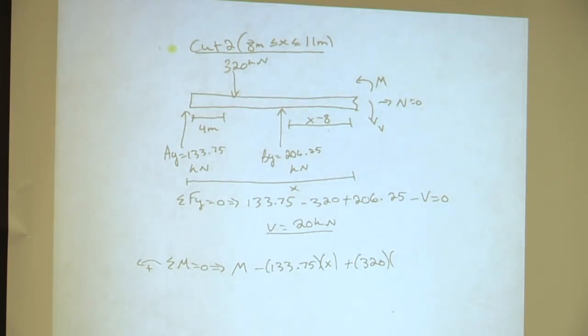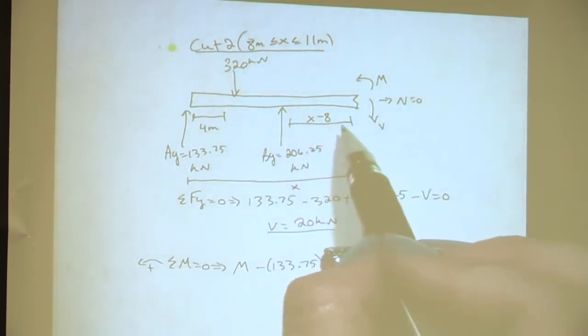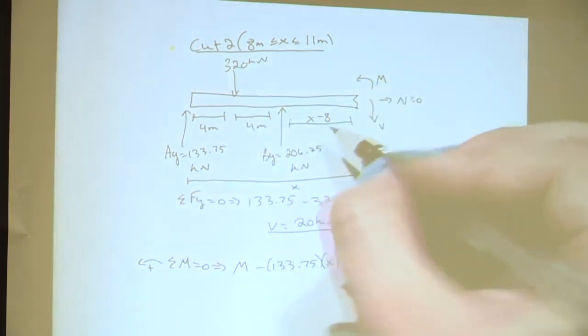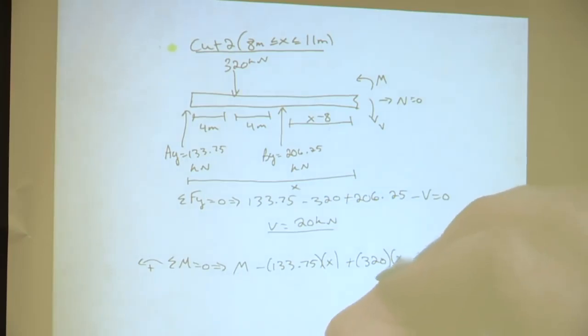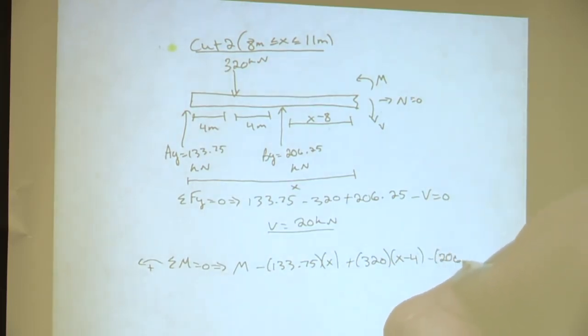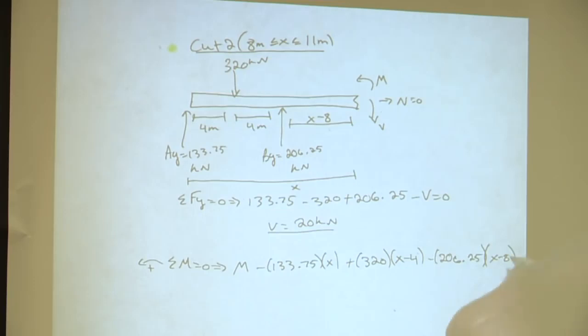So how do we know it's x minus 4? We know this distance right here is x minus 8, and then we need to go over another 4 meters. So x minus 8 plus 4 is x minus 4. Okay, and then for the B_y, is that going to be positive or negative? So minus 206.25. And then what is its perpendicular distance? X minus 8. Awesome. Now, is that everything in our equation? Yes. So that's equal to 0 right there.